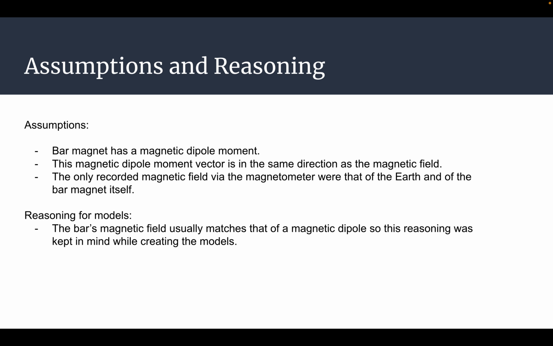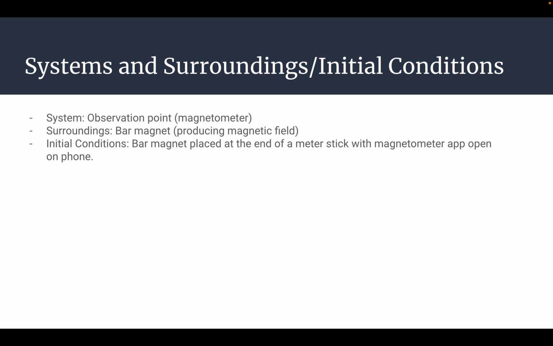Some assumptions we made are that the bar magnet has a magnetic dipole moment. This magnetic dipole moment vector is in the same direction as the magnetic field. The only recorded magnetic fields via the magnetometer were that of the Earth and of the bar magnet itself. The reasoning for the models is that the bar's magnetic field usually matches that of a magnetic dipole, so this reasoning was kept in mind while creating the models.